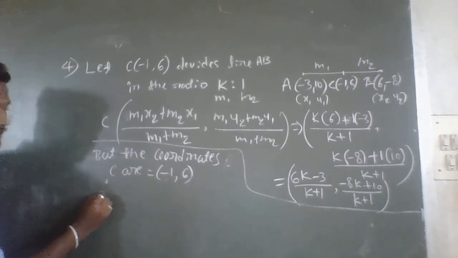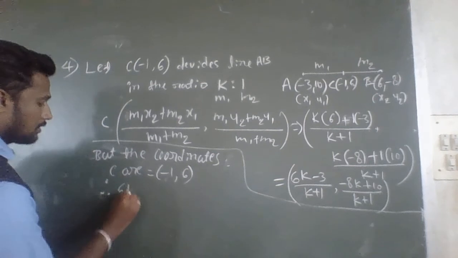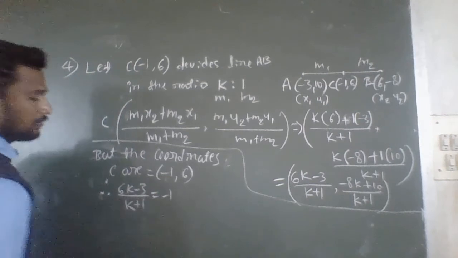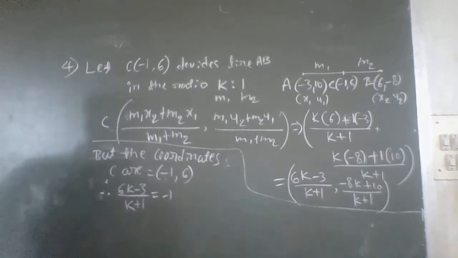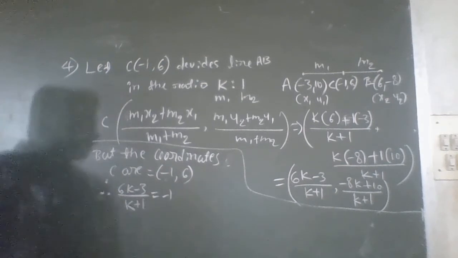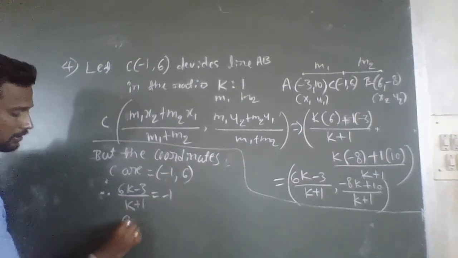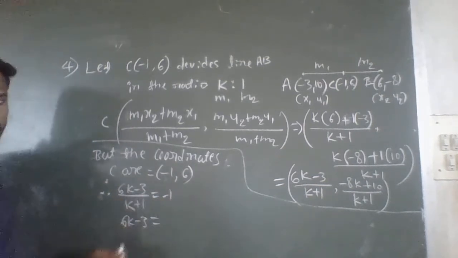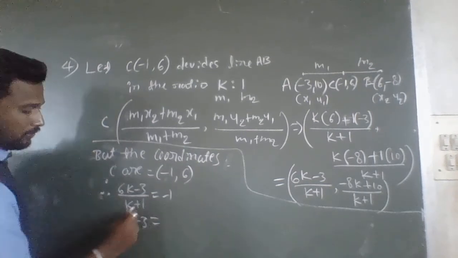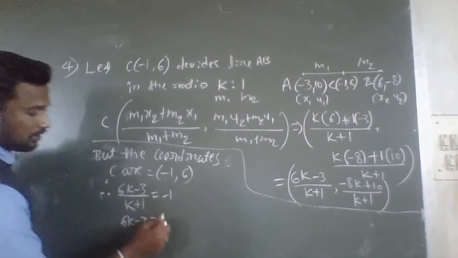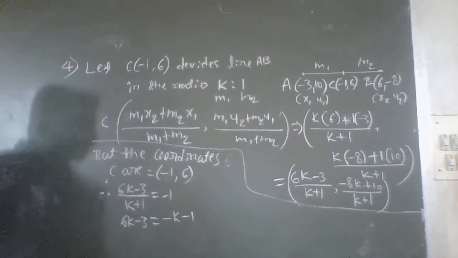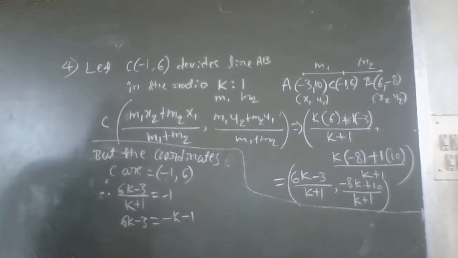Therefore here we can write that (6k minus 3) divided by (k plus 1) equals minus 1. So now I will take this k plus 1 to the right hand side. So now 6k minus 3 will be multiplied by minus 1, because this is minus 1. So when you multiply with minus 1, k into minus 1 is minus k, and plus 1 into minus 1 is minus 1. So what you got? Minus k and minus 1. So now what we can do?